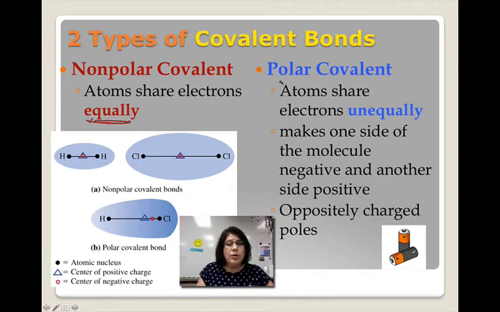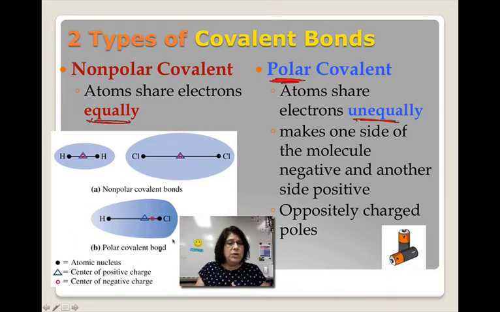In a polar covalent bond, or that makes a polar covalent molecule, you are getting oppositely charged sides to a molecule. So like, batteries have poles, a positive pole and a negative pole. It's ends that have charges on them. Molecules can do this too. If one of the atoms is pulling the electron more closely to itself, we're going to get an unequal sharing. And that makes positive and negative ends to molecules.